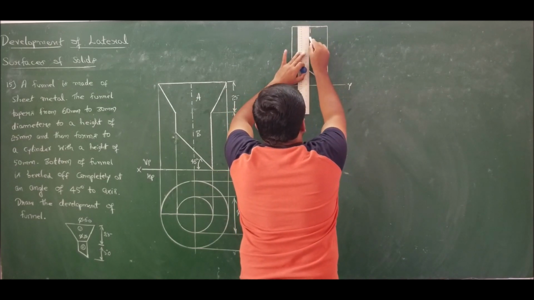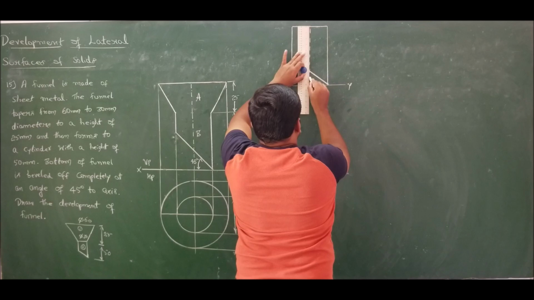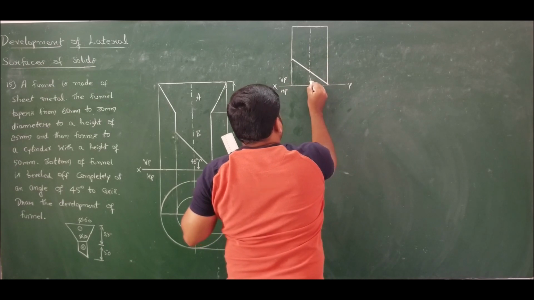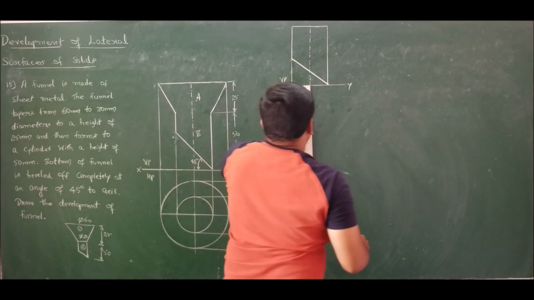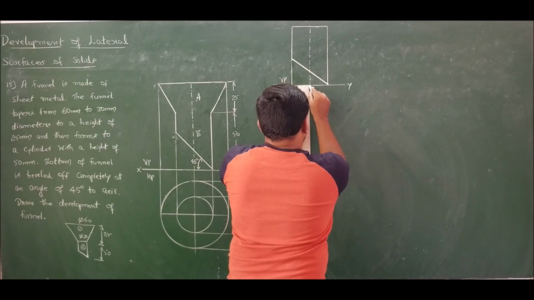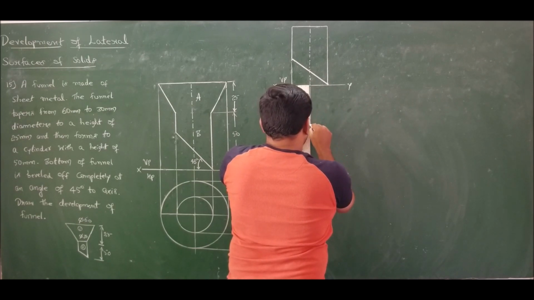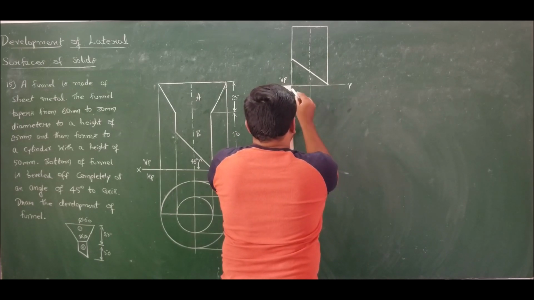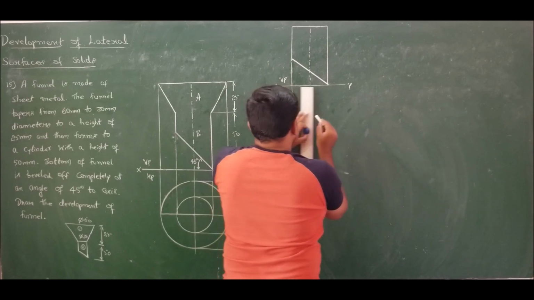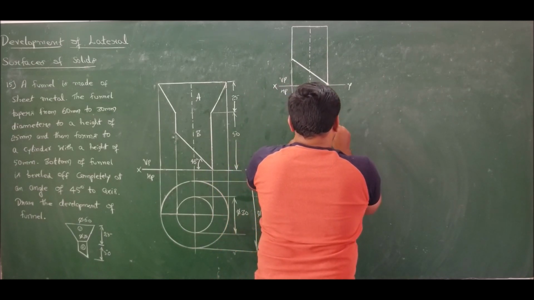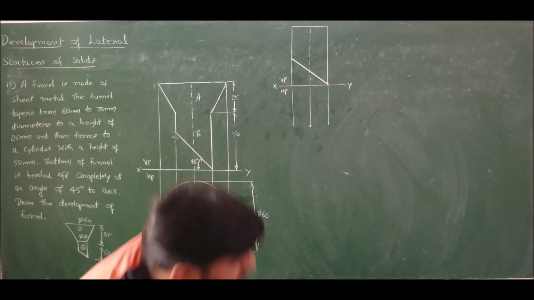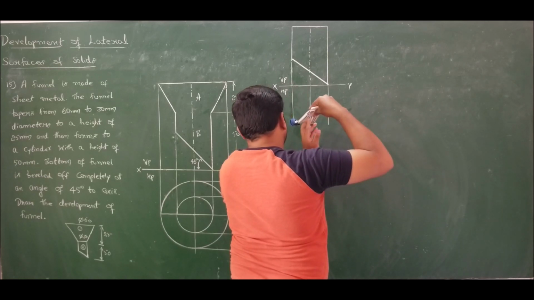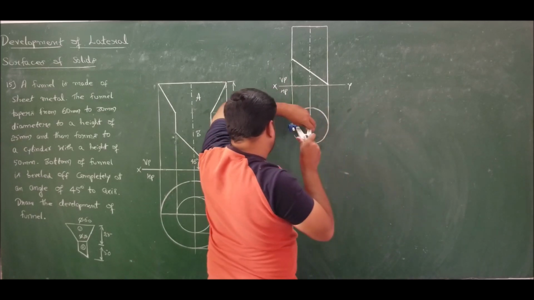So the top view of this cylinder will be a circle of radius 15 millimeters. Therefore let us draw a circle for this projection. We have the projection like this. Draw the circle for radius of 15 on the top view.